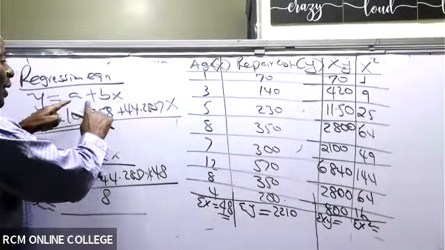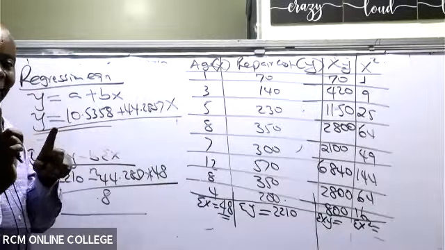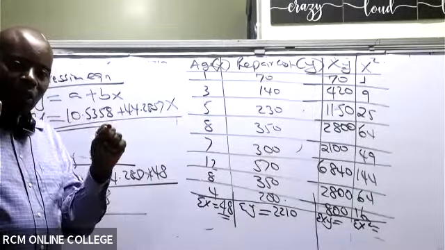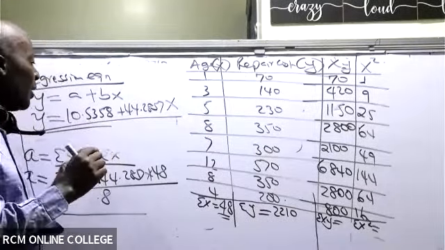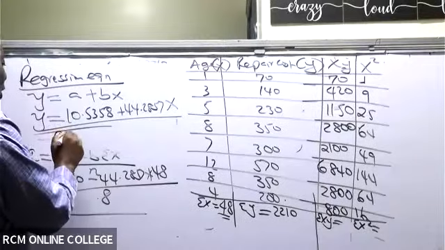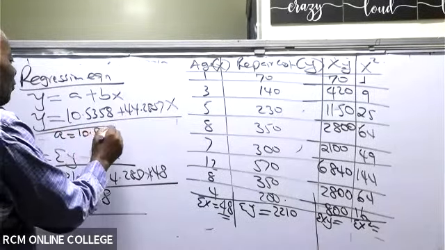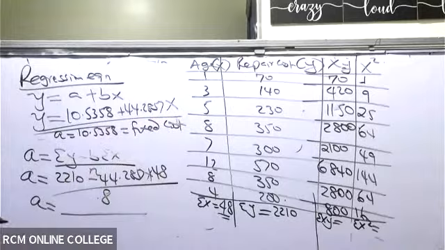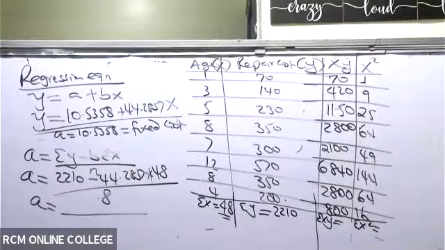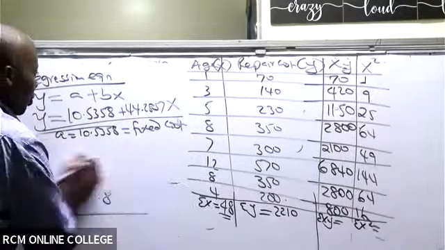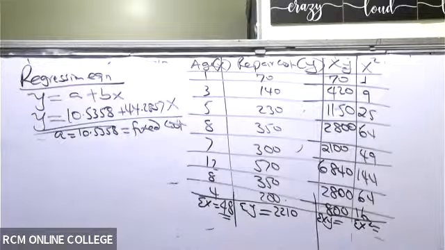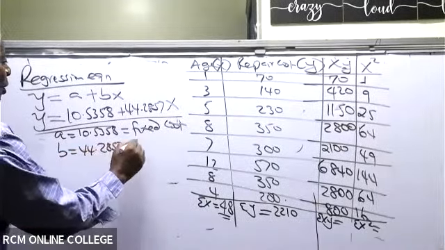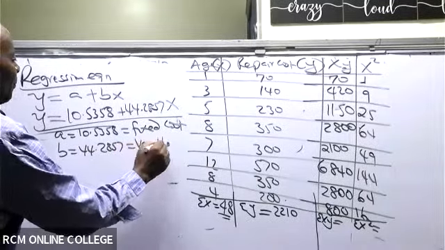But if you remember very well, this A is the fixed cost now. The one that does not depend on X. It doesn't matter the age. So we have two types of cost here. So A is 10.5358, which is the fixed cost. And then, of course, we have B. B is 44.2857, which is the variable cost.